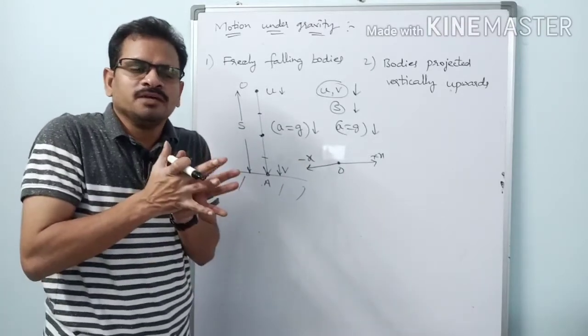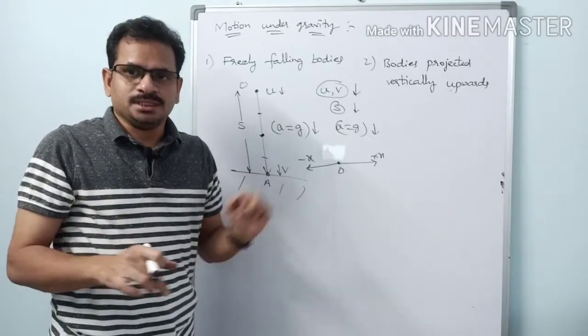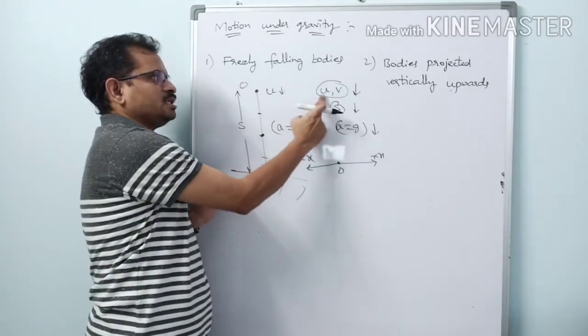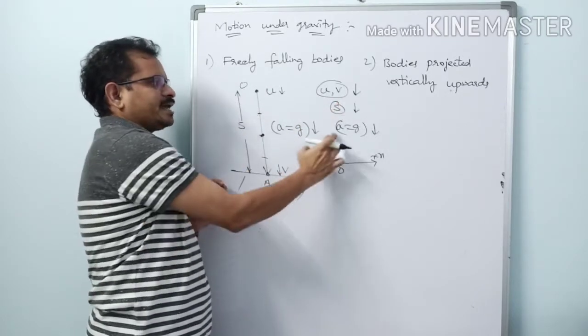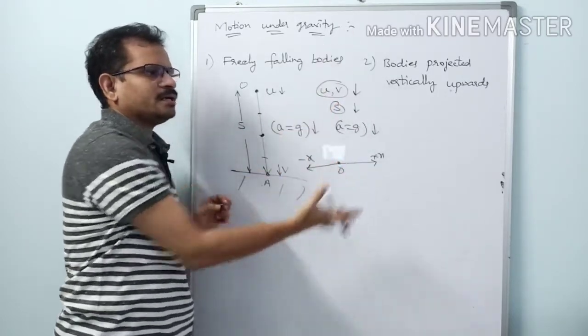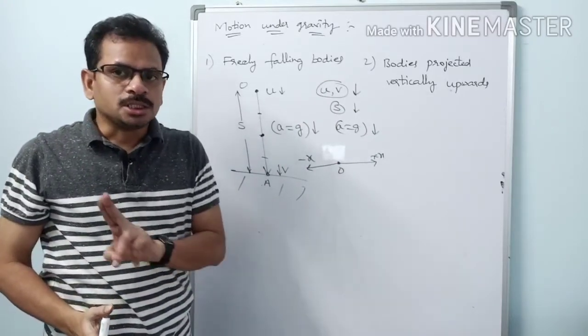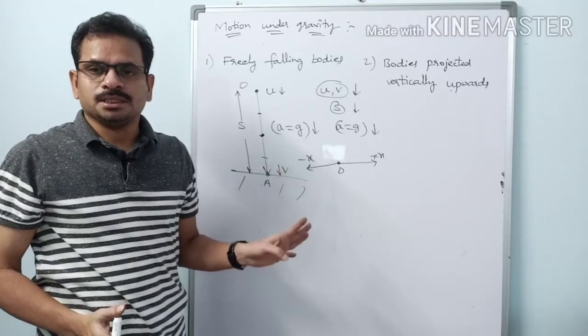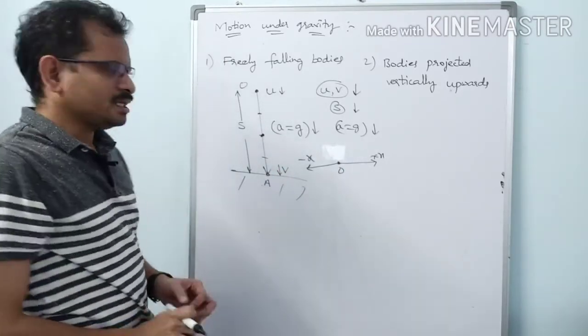So if the physical quantities are directed oppositely, then we require a negative sign. See here, all the physical quantities, initial velocity, final velocity, displacement and acceleration due to gravity, are directed in one direction, the downward direction. So in this case, no need to think about the negative sign. Just don't bother about it. So the freely falling body case is very simple.